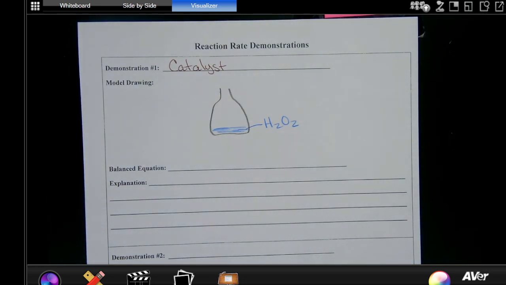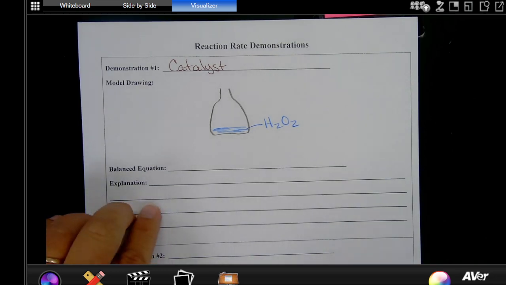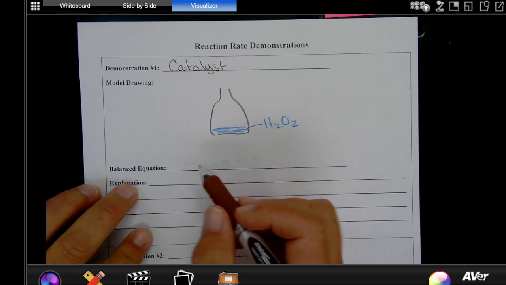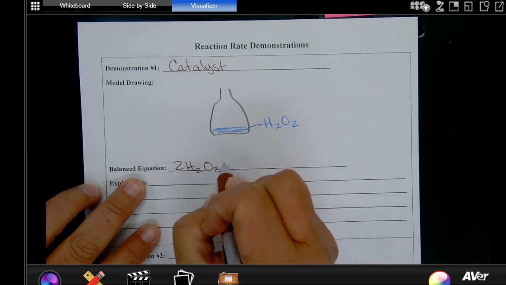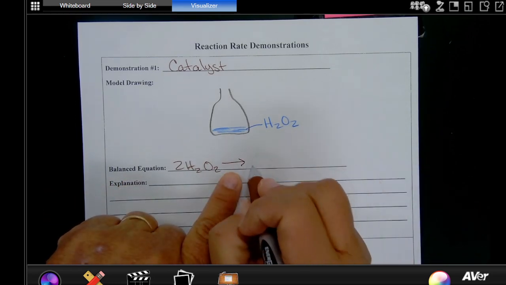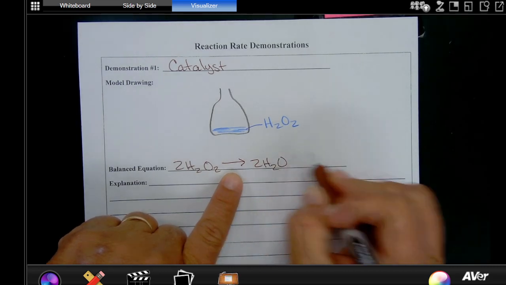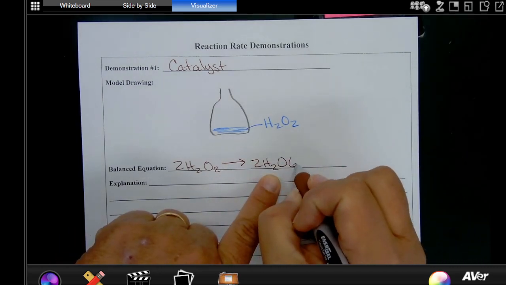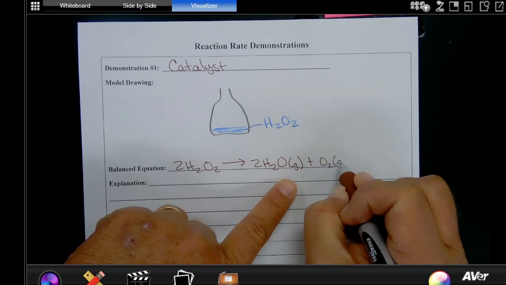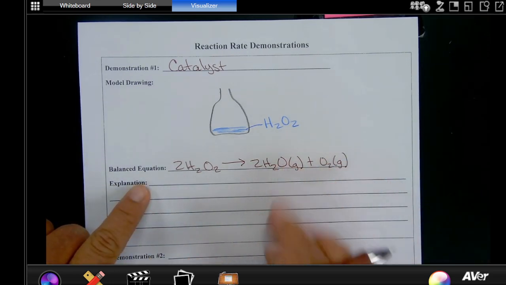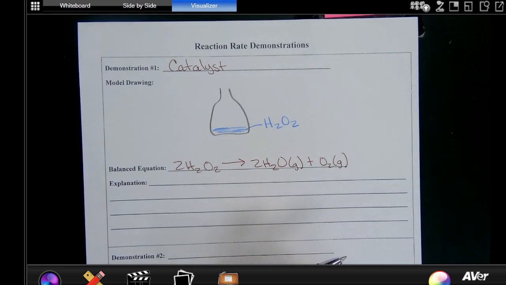Okay, and what it's doing is it's slowly releasing water and oxygen gas. Okay, so the balanced equation for the decomposition of hydrogen peroxide is 2 moles of hydrogen peroxide will decompose into 2 moles of water. This is actually going to be, and I'm going to put in here that this is a gas, plus oxygen gas. Okay, so we're going to get a mixture of 2 gases. We're going to get some liquid, but we're going to get a mixture of 2 gases.